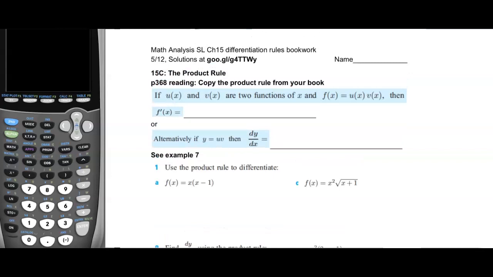Page 5 of differentiation rules. We're going to work on the product rule. This product rule is in the formula booklet, so you don't need to memorize it or anything, but it's pretty easy to memorize. It has a nice symmetry, a nice pattern.